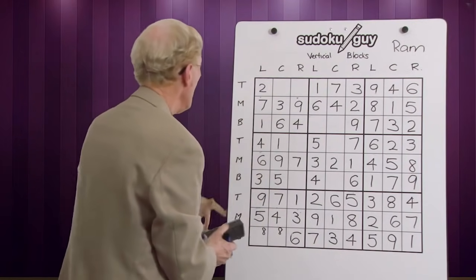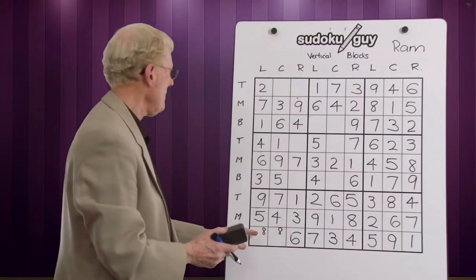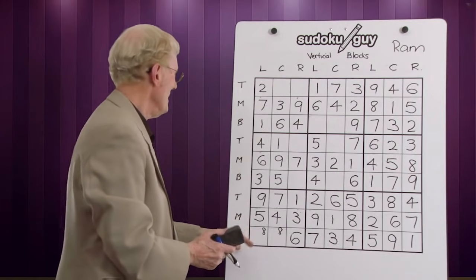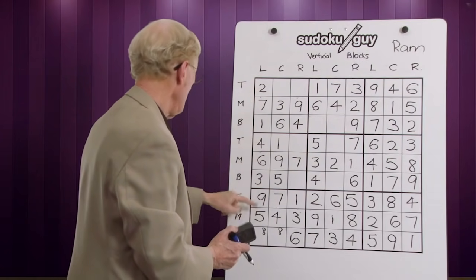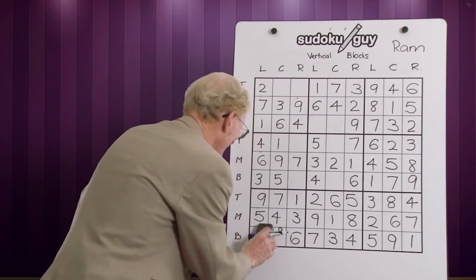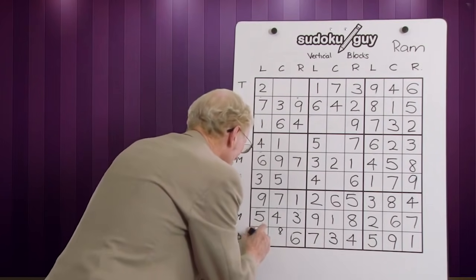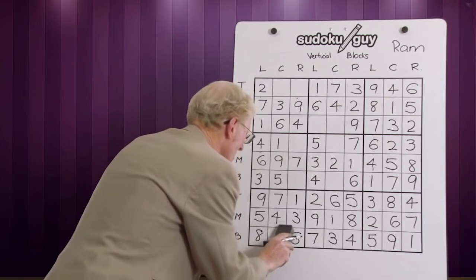And now we've got this column with only one number left. And guess what it's going to be? It's got to be 8. 1, 2, 3, 4, 5, 6, 7. It's 8. We've got a 9 there. So that becomes the 8. So that no longer is an 8.